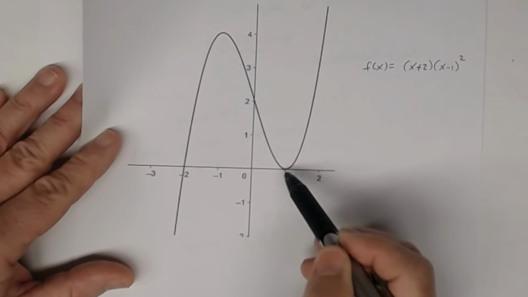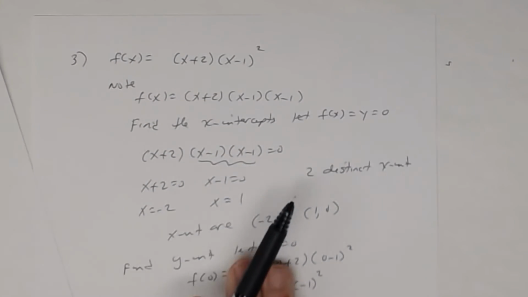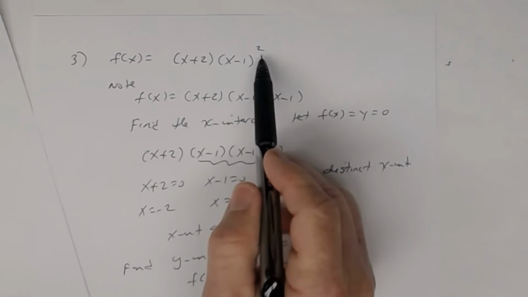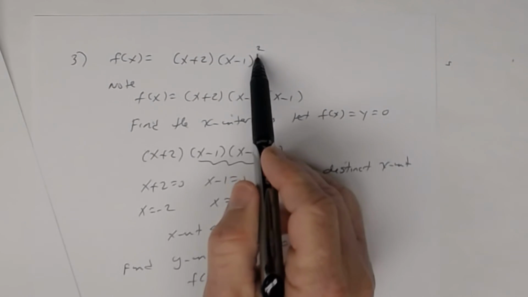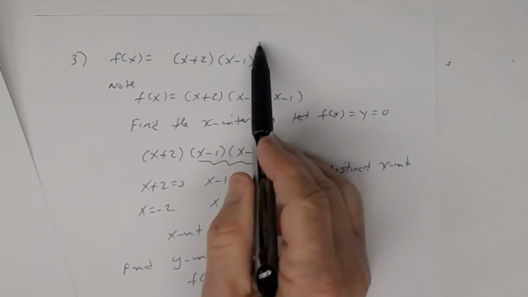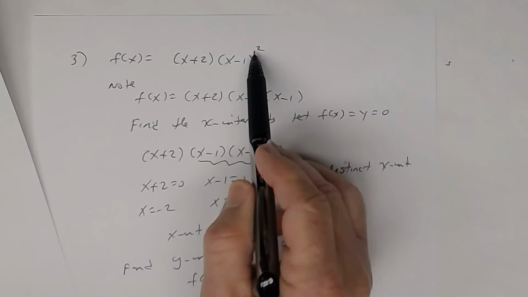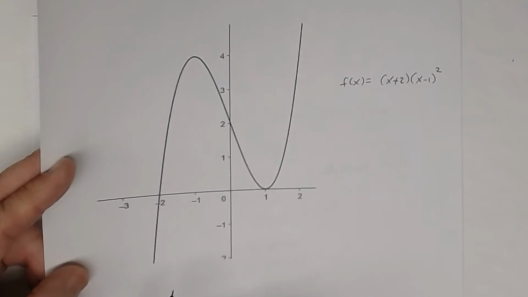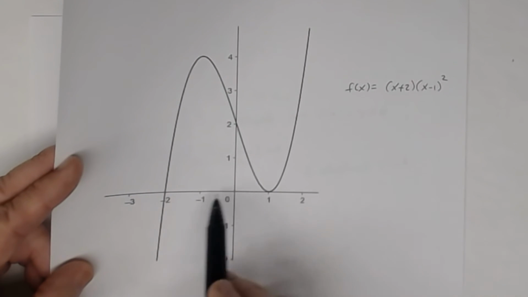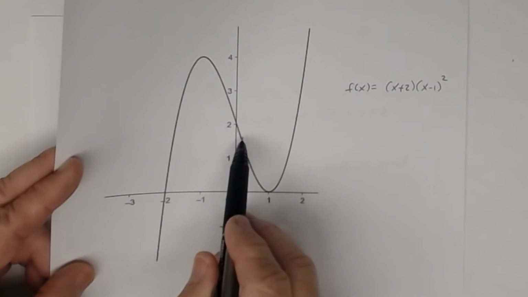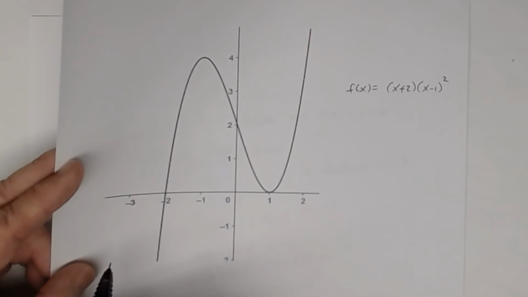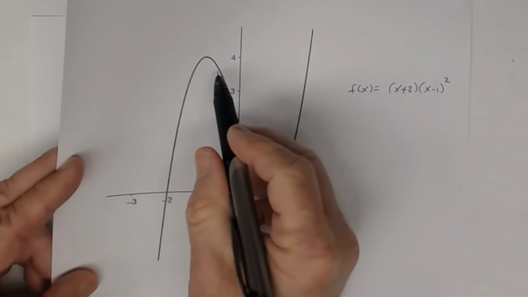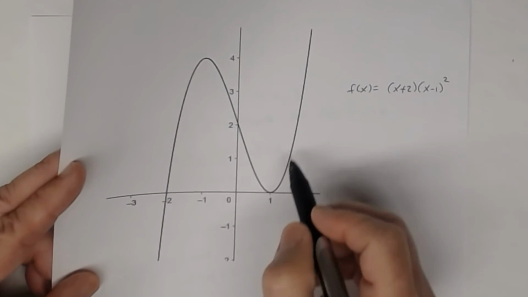That touch right here has to do with the idea of multiplicity, which you're going to learn in the next lesson. So this exponent 2 right here, the fact that it's even, has to do with the touching, and you're going to learn that in another lesson. But here are your two x-intercepts, -2 and 1, and here's your y-intercept at 2. So there's the graph. And notice it is a polynomial function. It's a smooth curve. See that?